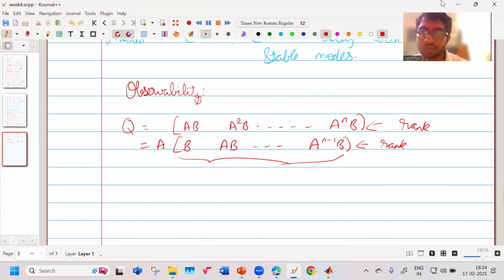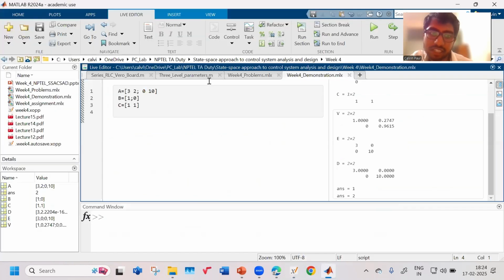The rank of both the metrics will be the same. See, actually, we can try this example also. Okay, we'll just try this example.